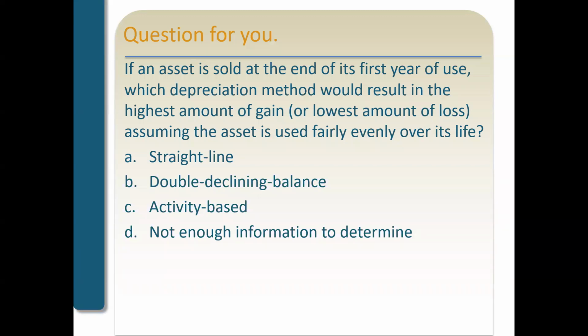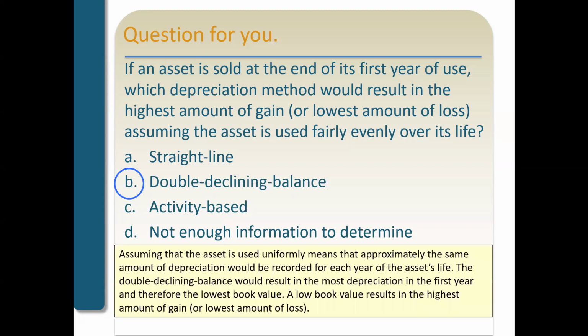If an asset is sold at the end of its first year of use, which depreciation method would result in the highest amount of gain or the lowest amount of loss, assuming the asset is used fairly evenly over its life? Well, for the highest amount of gain, you're going to reduce your book value more by taking more depreciation up front, and therefore having a larger gain using the double declining.